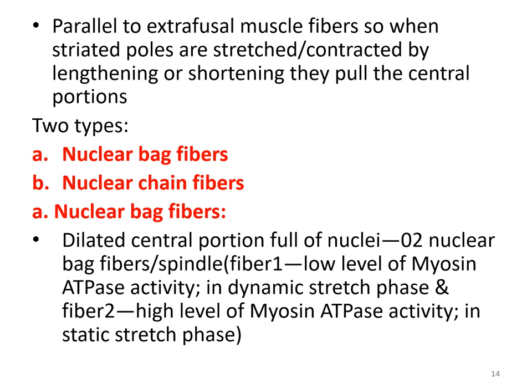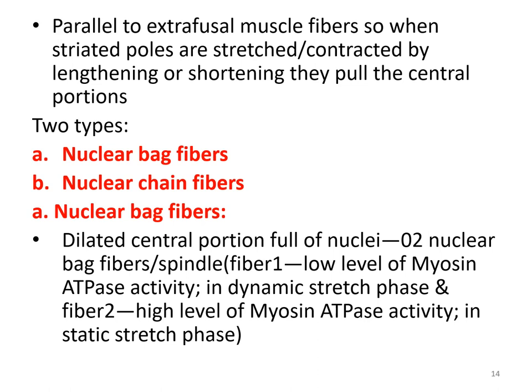The muscle spindle has two types of fibers: nuclear bag fibers and nuclear chain fibers. The nuclear bag fibers have a dilated central portion full of nuclei. Approximately, there are two nuclear bag fibers per muscle spindle. These nuclear bag fibers are further of two types, fiber 1 and fiber 2.